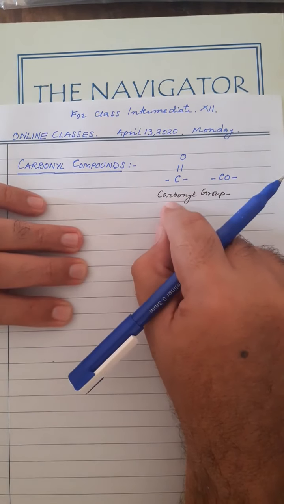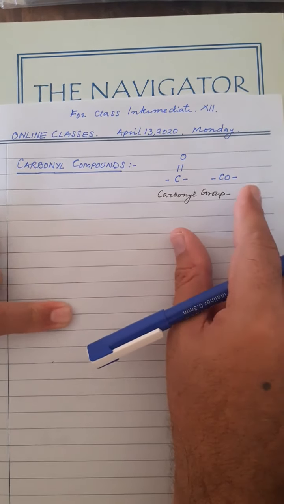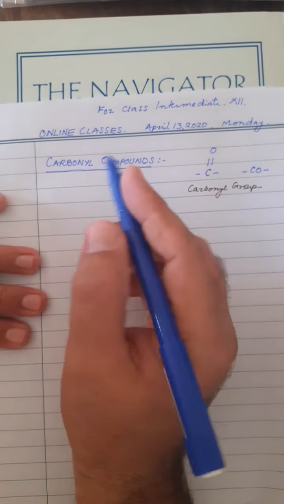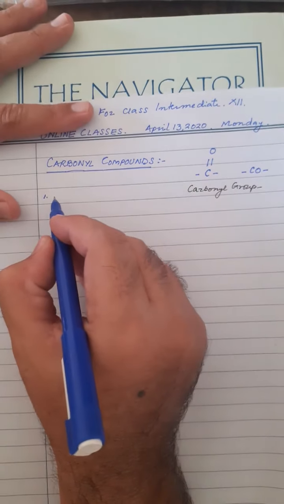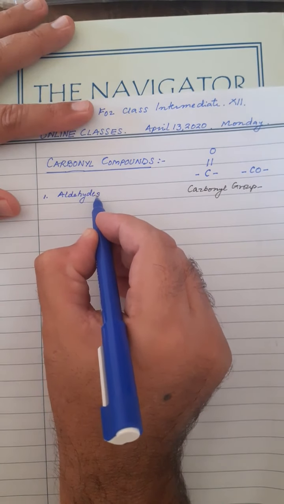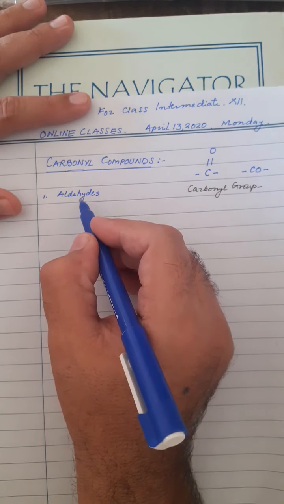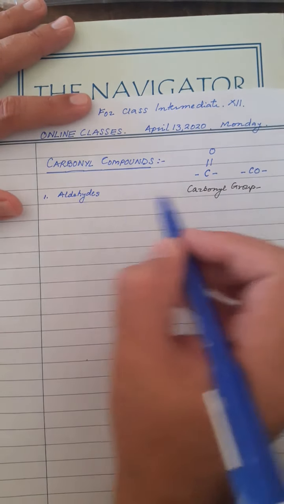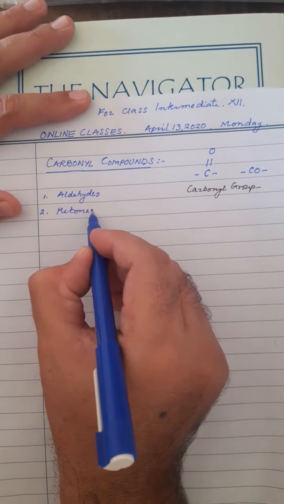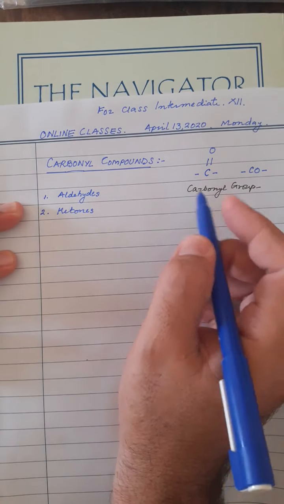So carbonyl is not a compound. Carbonyl is a group which is present in different compounds. And what compounds in this chapter are basically carbonyl compounds? Aldehydes, they top the list. They are carbon compounds whose functional group includes the carbonyl group. The second is the ketones, another important organic family. They also contain a carbonyl group in their functional group.